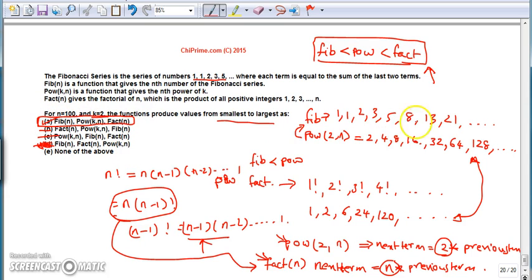So this is an example of a problem where it's easier to solve if you try to figure it out by working through some example values for a function that's given to you.